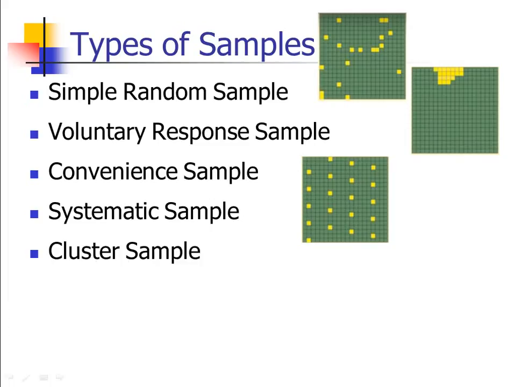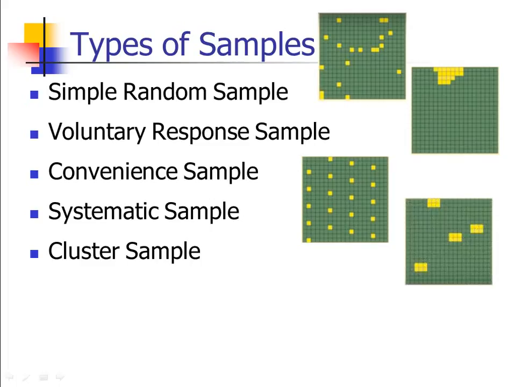Cluster sampling is where I break up my population into clusters, like say neighborhoods. And then I randomly select a cluster and then survey everybody in that cluster. So it would look kind of like this. This makes it a little more convenient, but it gets more randomness involved.